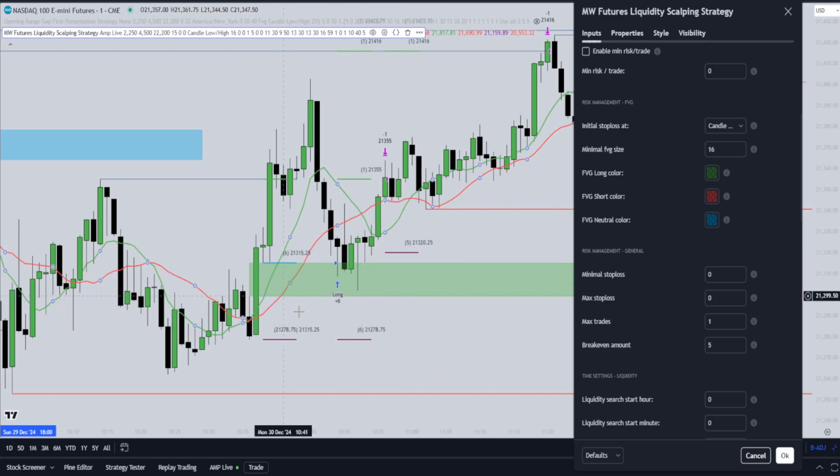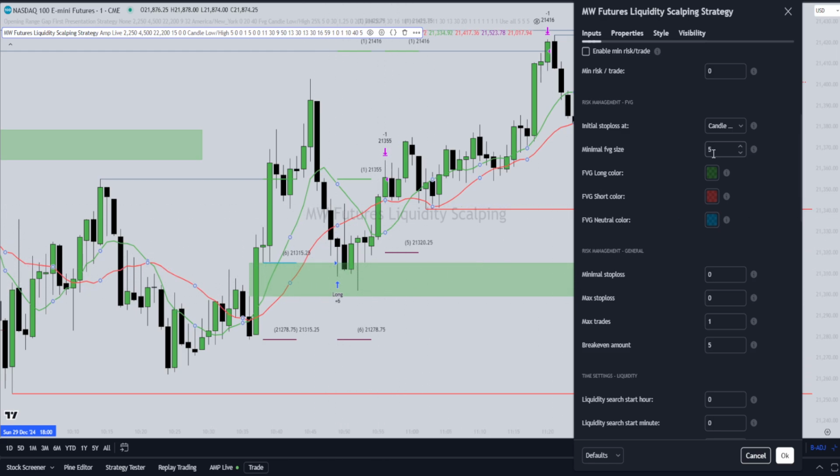For example, if I would change the minimum fair value gap size to 16, let's go a little bigger. Apparently, it's a little bit bigger. Okay, let's place it to 17. You will see that it gets changed to the color blue instead of green. If we place it back to 5, you will see that it changes back to green.